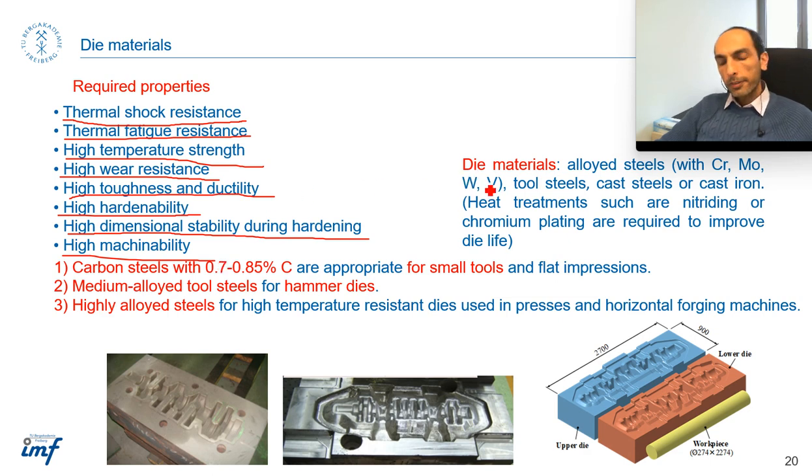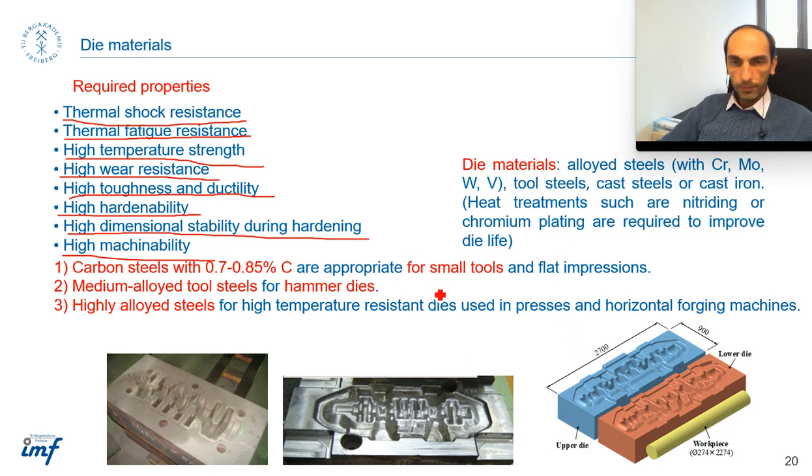Examples of the steel used for dies in the forging process are alloyed steels, usually with high chrome, molybdenum, tungsten, or vanadium. We call this group of steels tool steels, and usually heat treatments such as nitriding or chromium plating, a kind of surface treatment, are applied to improve the die life. Based on your process, you can select the material for the die.